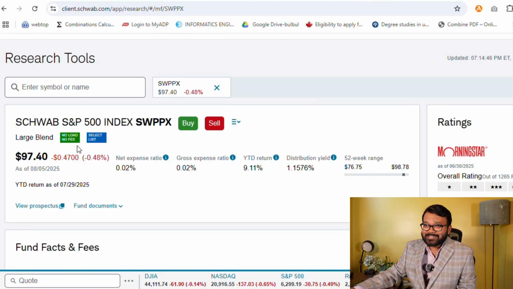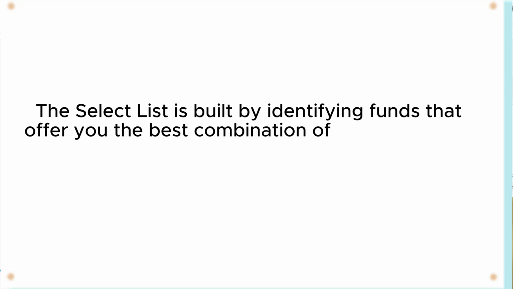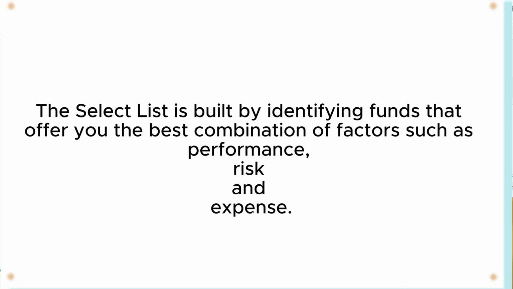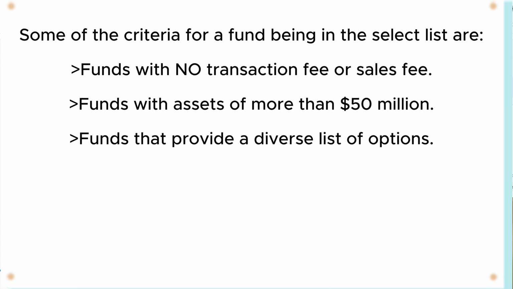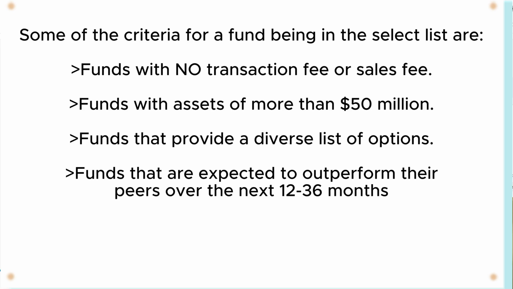So the next one you see, select list. The select list is built by identifying funds that offer you the best combination of factors such as performance, risk, and expense. Some of the criteria for a fund being in the select list are funds with no transaction fee or no sales fee, funds with assets of more than $50 million, funds that provide a diverse list of options, funds that are expected to outperform their peers over the next 12 to 36 months.